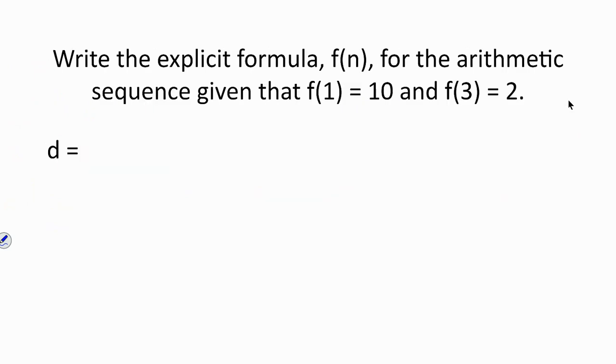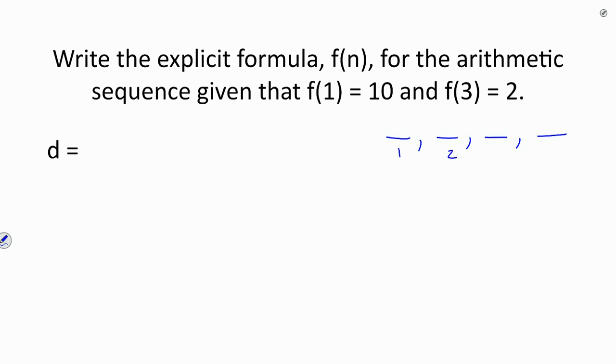Let's do one last type of problem. So write the explicit formula f of n for the arithmetic sequence given that f of 1 equals 10 and f of 3 equals 2. So this wording is a little bit different, but it's the same type of problem. And one thing I recommend when you see these types of problems is write it out like you just saw. A lot of people have a hard time visualizing this type of problem without writing it out.